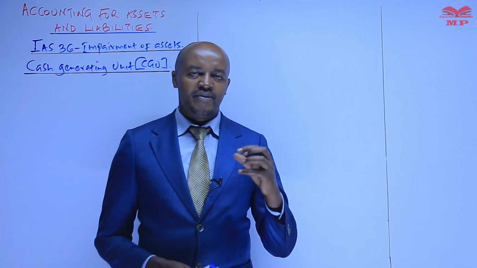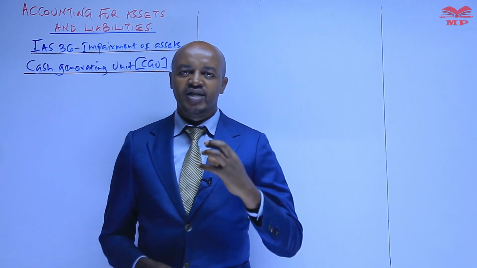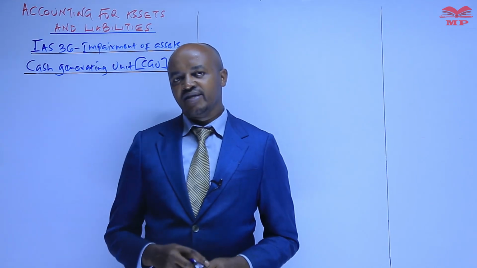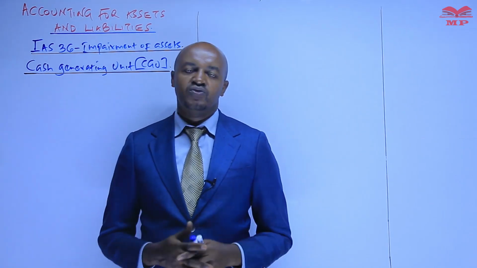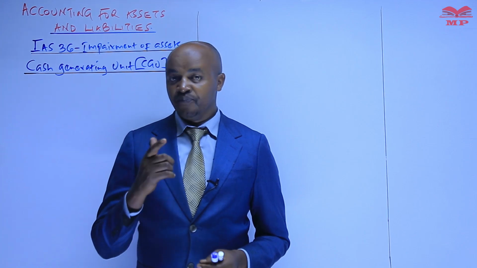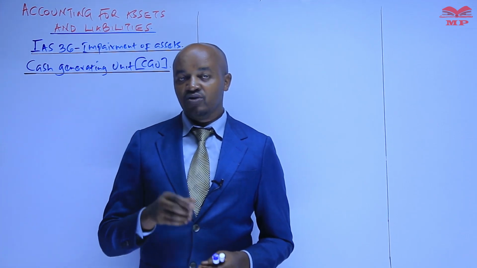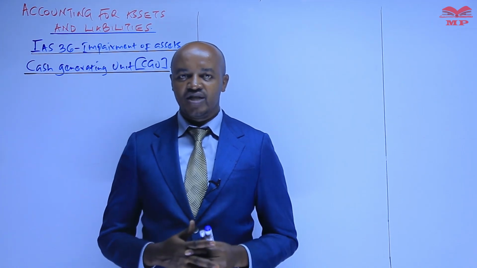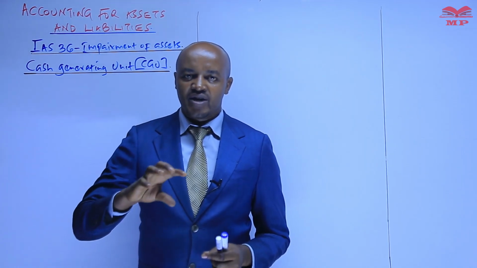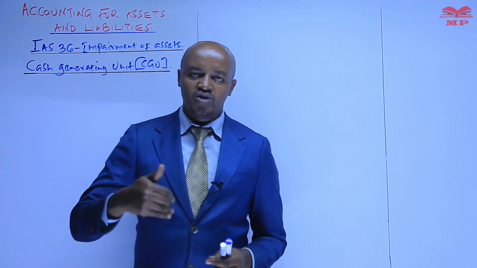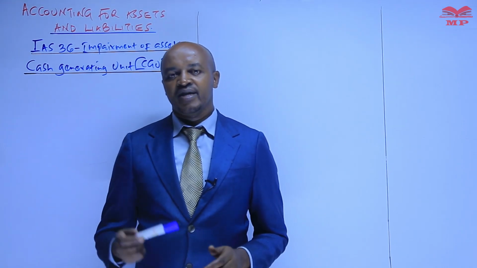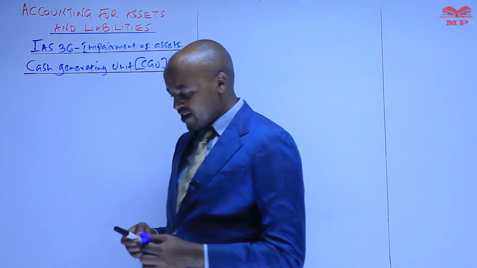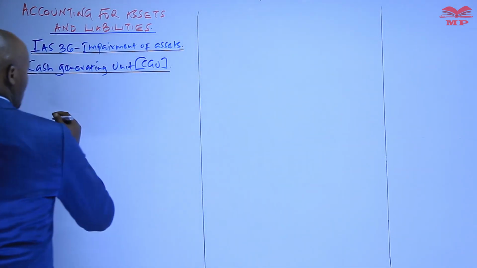It's basically a group of assets which generate cash flow as a group. What that means, therefore, is that if you pick one of the assets from that particular group, it cannot generate cash flow on its own. As we are going to see later on, in determining the impairment loss of a cash generating unit, we determine the impairment loss of the entire group of assets and not the impairment loss of the asset within that particular CGU.